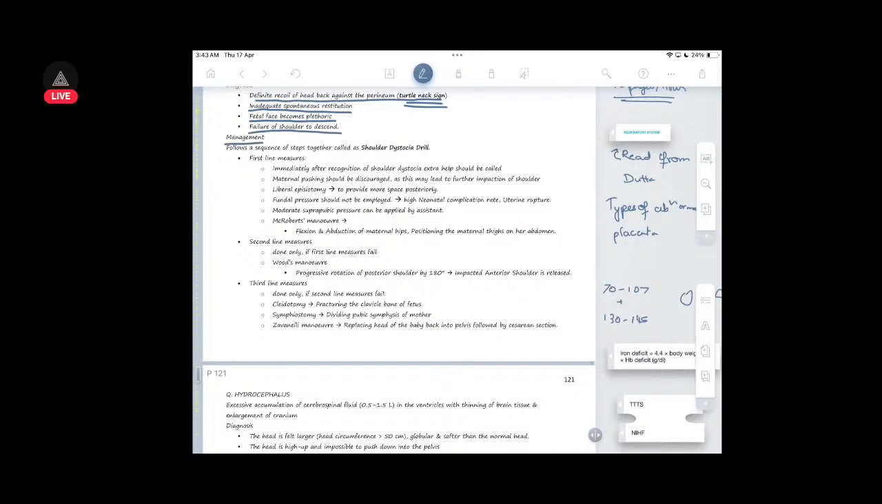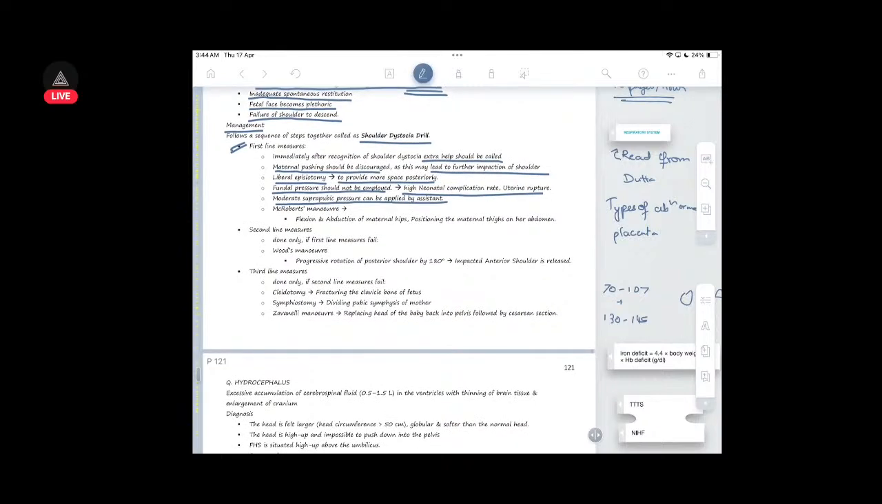Management. So the sequence of steps is called the shoulder dystocia drill. First line measures: immediately after recognition of shoulder dystocia, extra help should be called, and maternal pushing should be discouraged, as it may lead to further impaction. Liberal episiotomy to provide more space posteriorly. Fundal pressure should not be employed, as high neonatal complication and uterine rupture will be seen. Moderate suprapubic pressure can be applied by an assistant, above the pelvis.